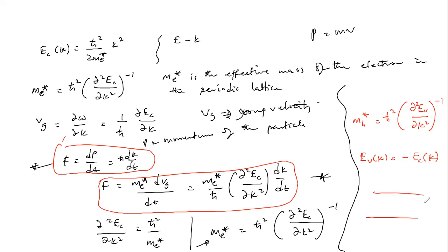Because here, this is E_C, this is E_V. So once the electron leaves this place, leaves the hole, then we have an electron here. So it means that they are proportional. So once we have the electron back here, then we have a hole. So hence, E_V of k, depending on the location, say k, is the same as negative this.